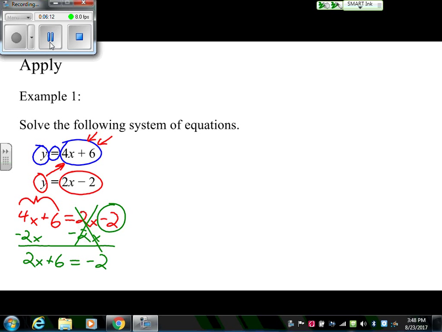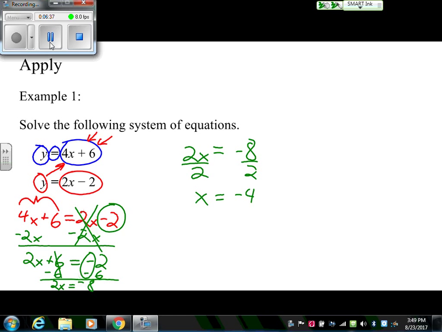Now I'm trying to get my variable all alone, so I'm going to subtract 6 from both sides. I'm running out of room here, so I have 2x. These are both negative signs, so I keep the sign and add them together. I'm going to bring that up here. I have 2x equals negative 8. Almost done, and now I'm simply going to divide both sides by 2, and I get x equals negative 4.